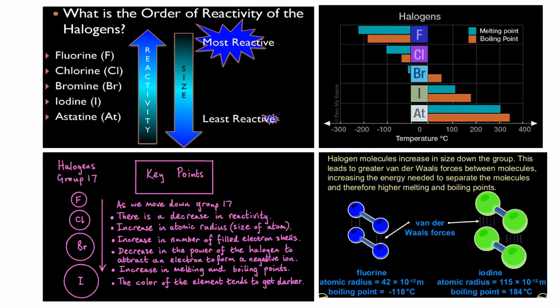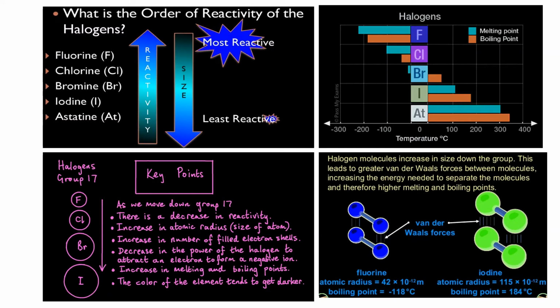Why is that? Again, this is the opposite to group 1. In group 1, the melting point and boiling point decrease because the single electron is further away from the nucleus, and therefore it is easily lost. You don't need that much energy to remove that single outer electron from the nucleus. But because in group 7 the electrons get closer towards the nucleus as you go down the group, the melting point and boiling point will increase.